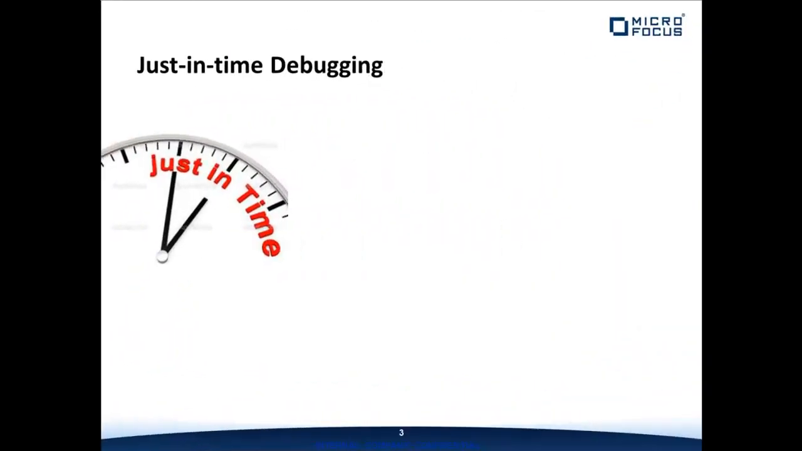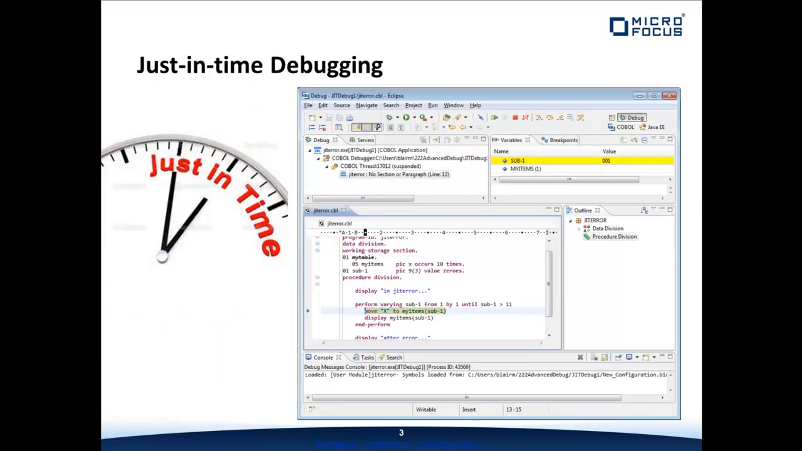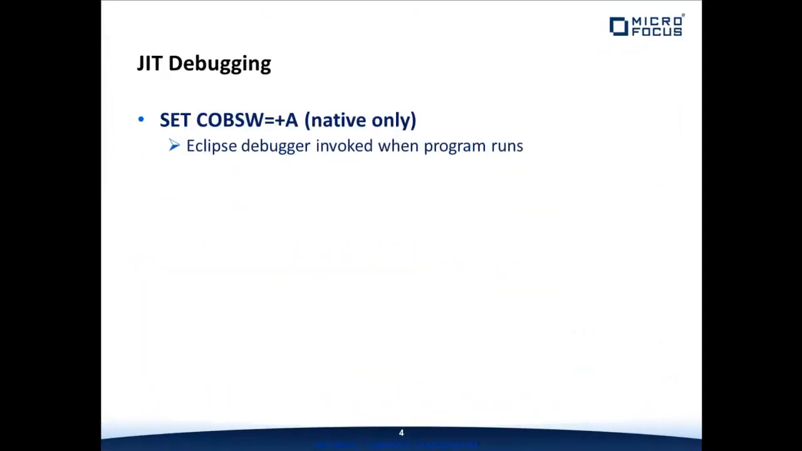Just-in-time, or JIT, debugging can be used to cause a running application to automatically invoke the debugger when required, or to generate a core dump file when an error occurs in production. Some of the JIT debugging options available to you are: set COBSWITCH equals +A, for native COBOL programs only. When you set this environment variable and run a COBOL program, the Eclipse debugger will automatically start.